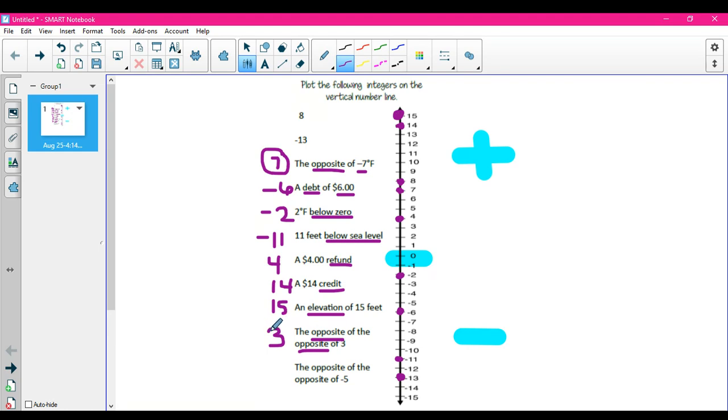So the opposite of the opposite brings you right back to where you started. So opposite of 3 is negative 3, and the opposite of that is a positive 3. So positive is above 0, and I'm going to plot that point right there.